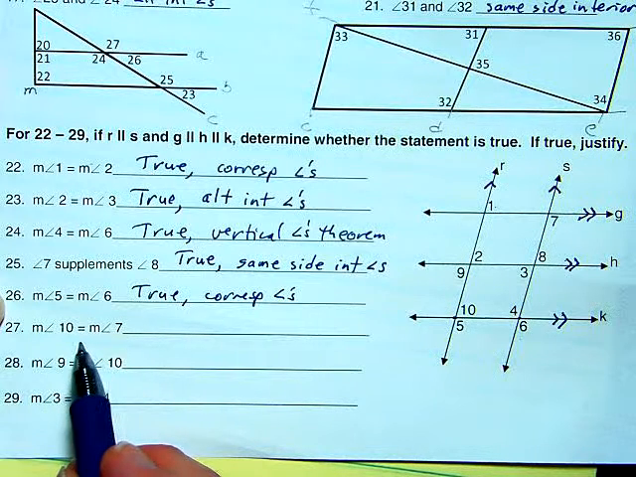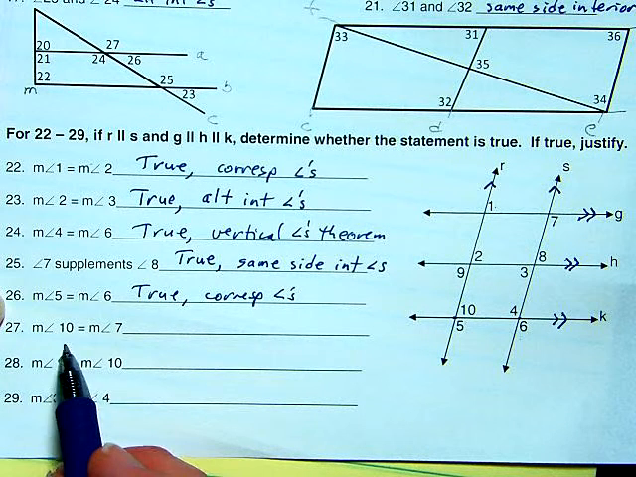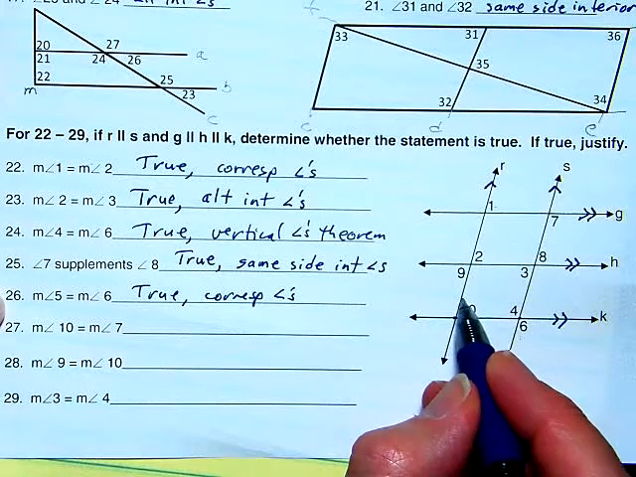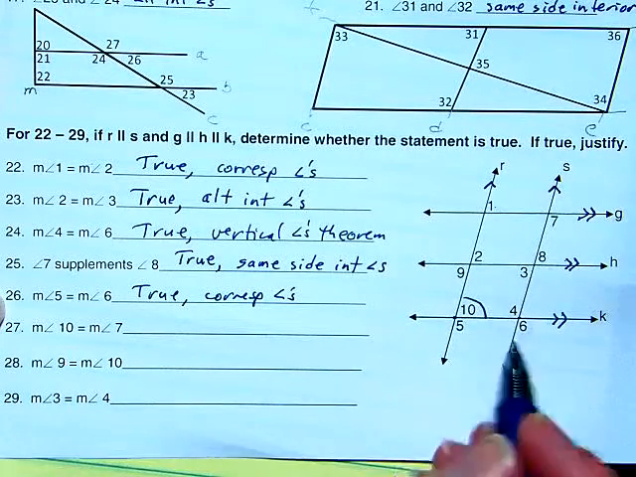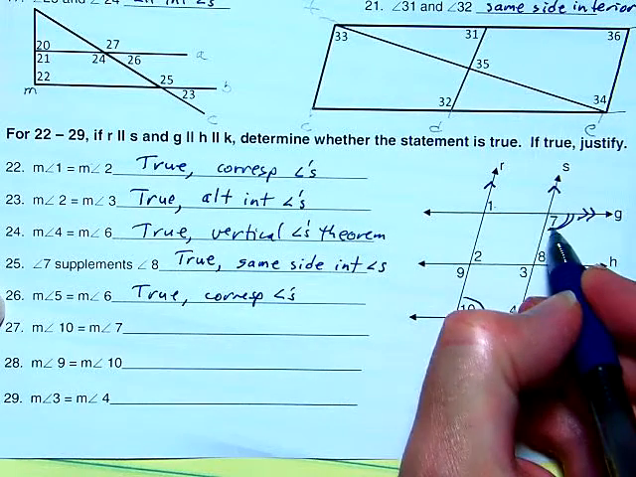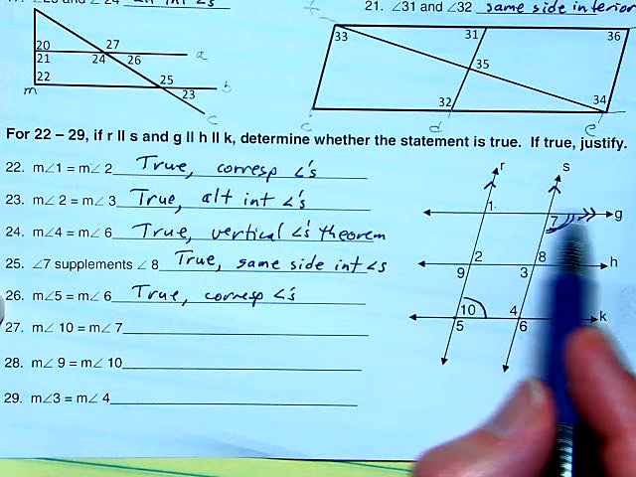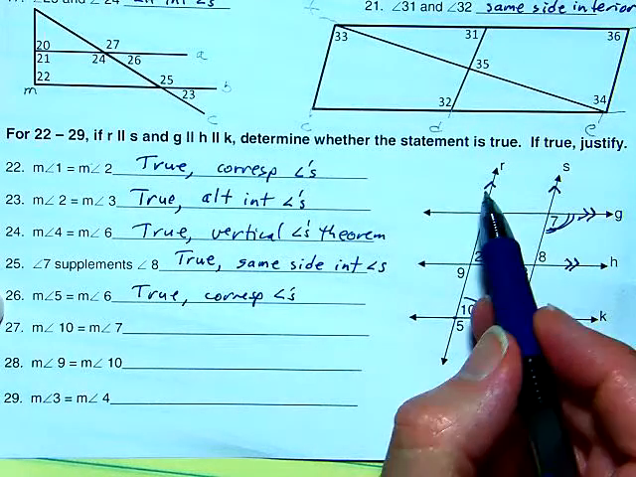Is angle 10 equal to angle 7? Is the measure of angle 10 equal to the measure of angle 7? Well, angle 10 is over here. I'm just going to draw it in. And angle 7 is over here. Since we don't know if they're equal, I'm going to use slightly different symbols for the two of them. Are they congruent? Well, we certainly haven't learned any theorems about these two, right? Because after all, they don't share a transversal.